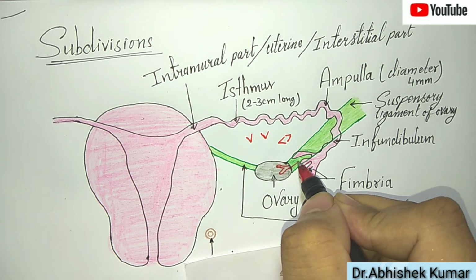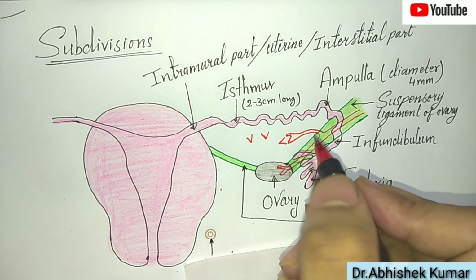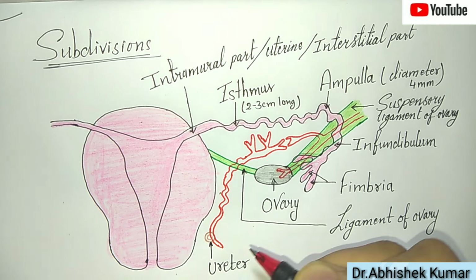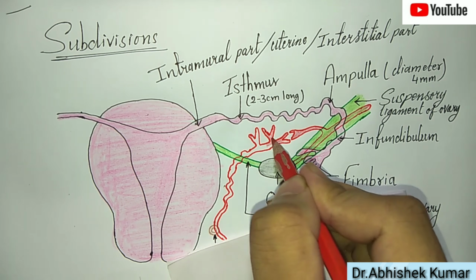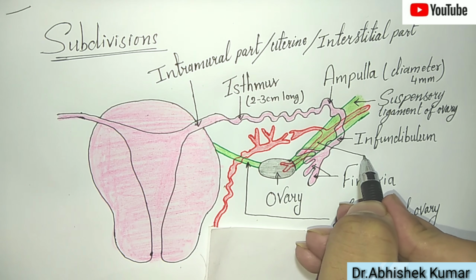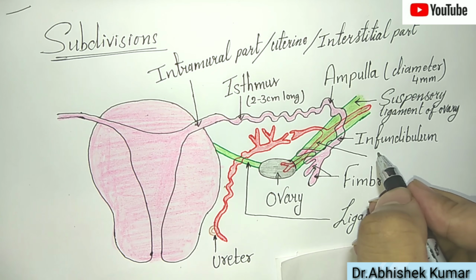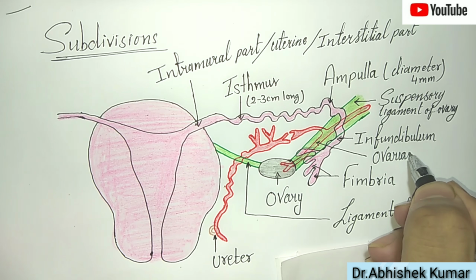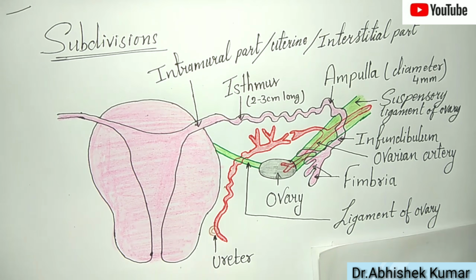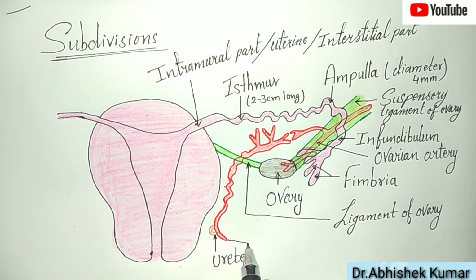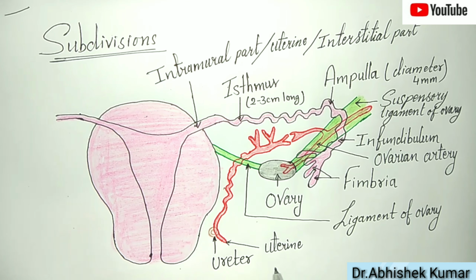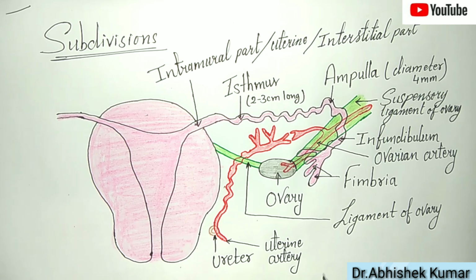This is the artery called the ovarian artery, and with the ovarian artery the infundibulopelvic ligament is there. So this is called the ovarian artery, and here near the ureter, this is called the uterine artery.